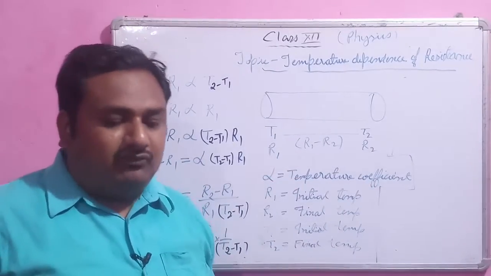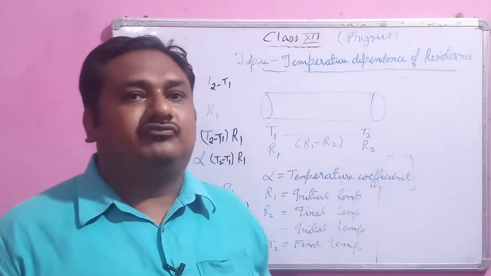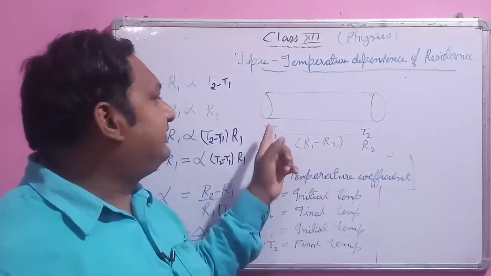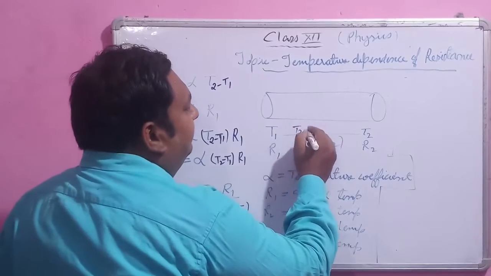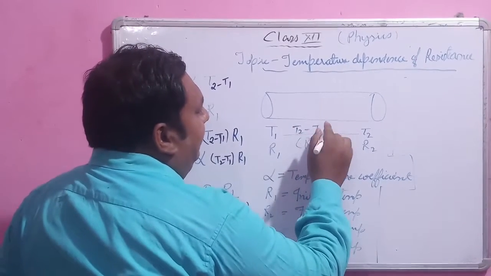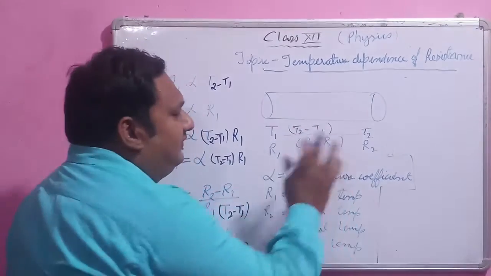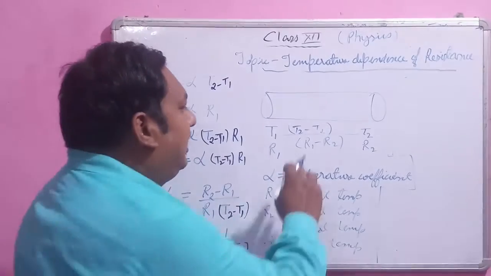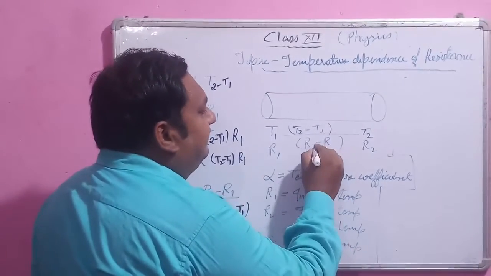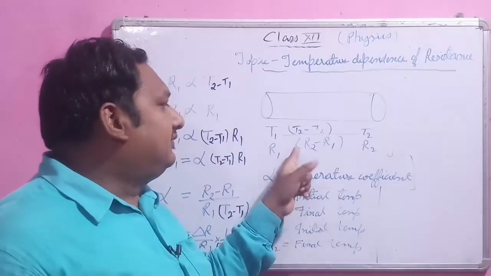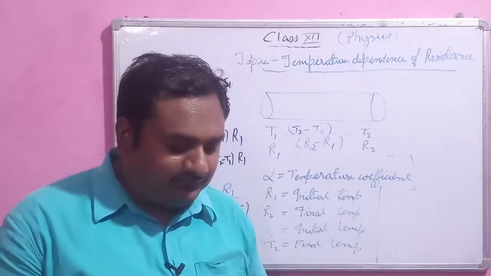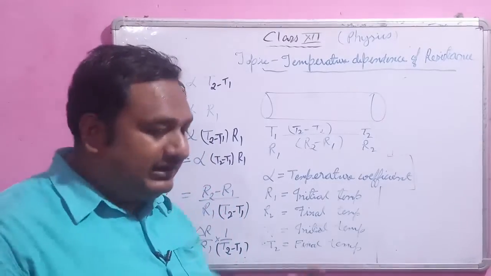Now we want to relate this change. Here the change in temperature is T2 minus T1, sorry, T2 minus T1. And the change in resistance is R2 minus R1. That is, the final temperature minus initial temperature, final resistance minus initial resistance. So we are going to relate this change.